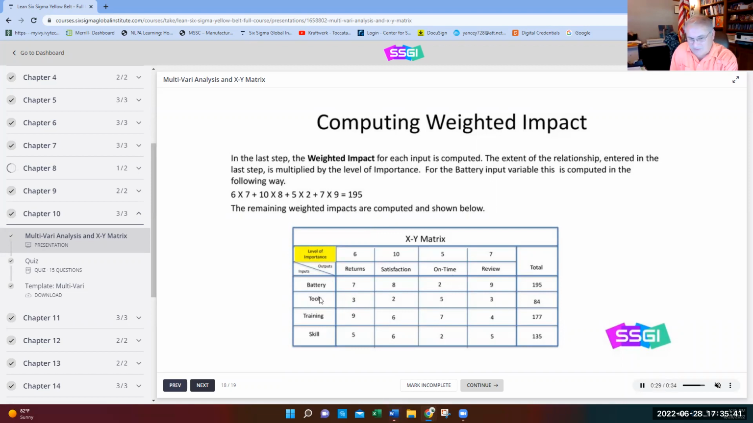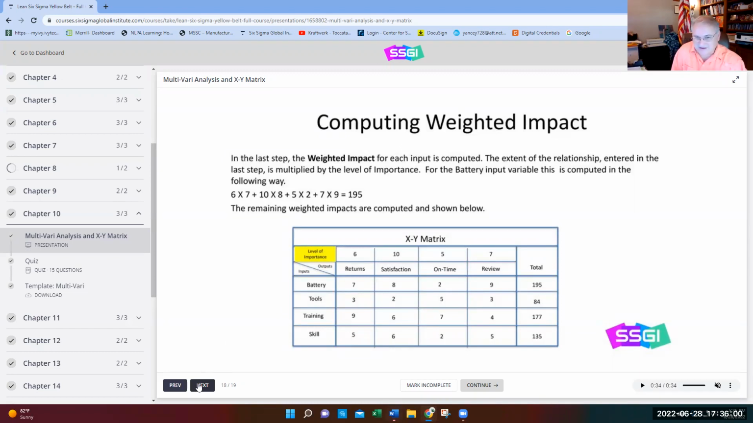So tools, lowest one, it only had an 84. But right next to the batteries was how we train the technicians to do the job. It's 177 right after 195. So that would be our second priority. And then the third priority would be hiring people that already have the skills.